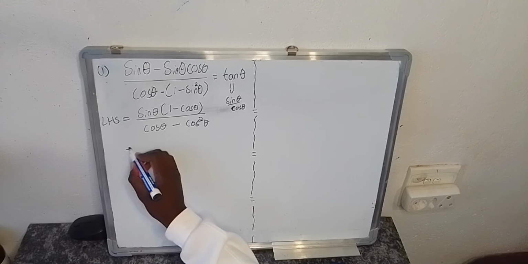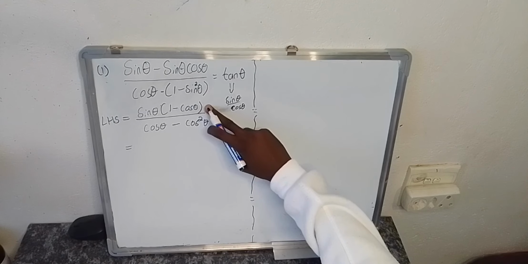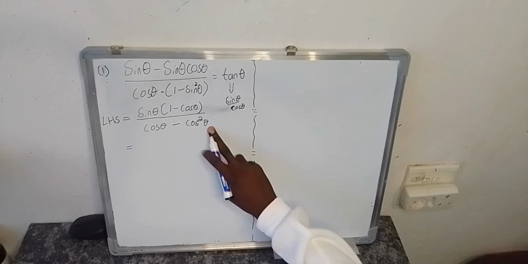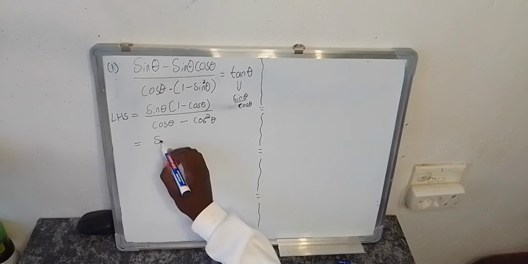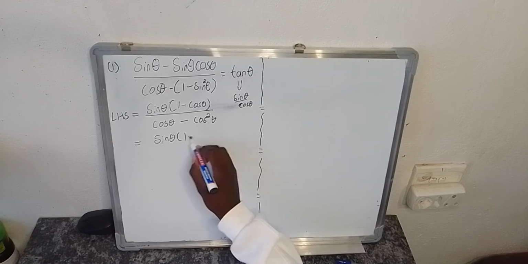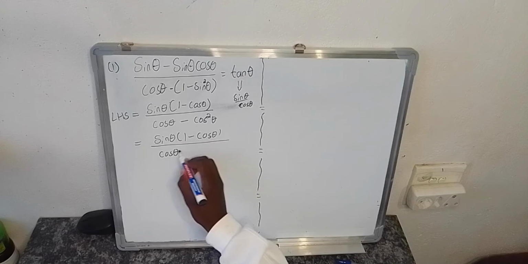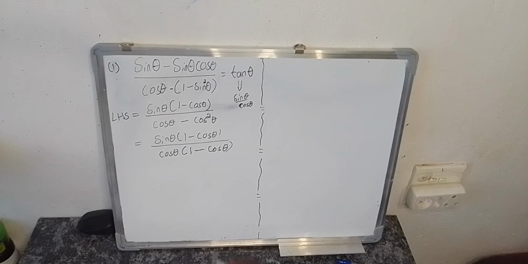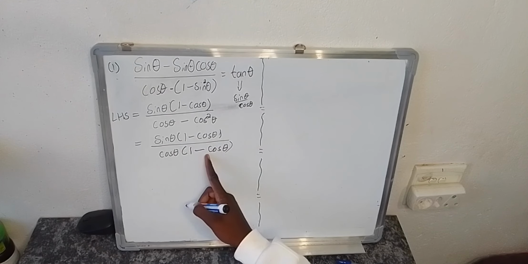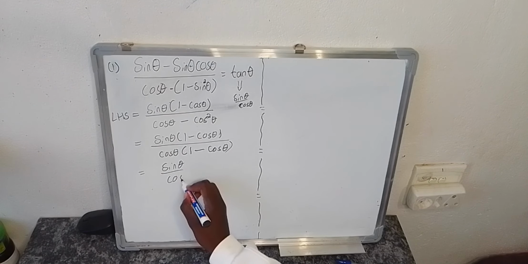Then from there, what are we going to do? At our numerator side, there's nothing that we can do. So now let's jump to the denominator side. At the denominator side, you can see that we can take out the common factor of cos theta. So we're going to be left with cos theta as a common factor times 1 minus cos theta. You see, one can know that this will cancel this, so we'll be left with sine theta all divided by cos theta.